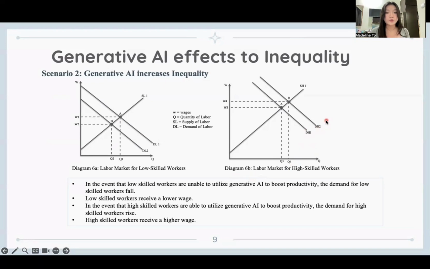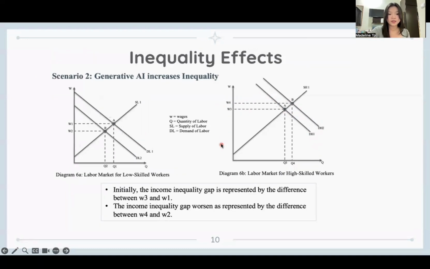And the equilibrium point will now move from point A to point B. And the high-skilled workers will receive a higher wage at W4. So for the changes of inequality, in the beginning, it was just from W1 over here to W3.